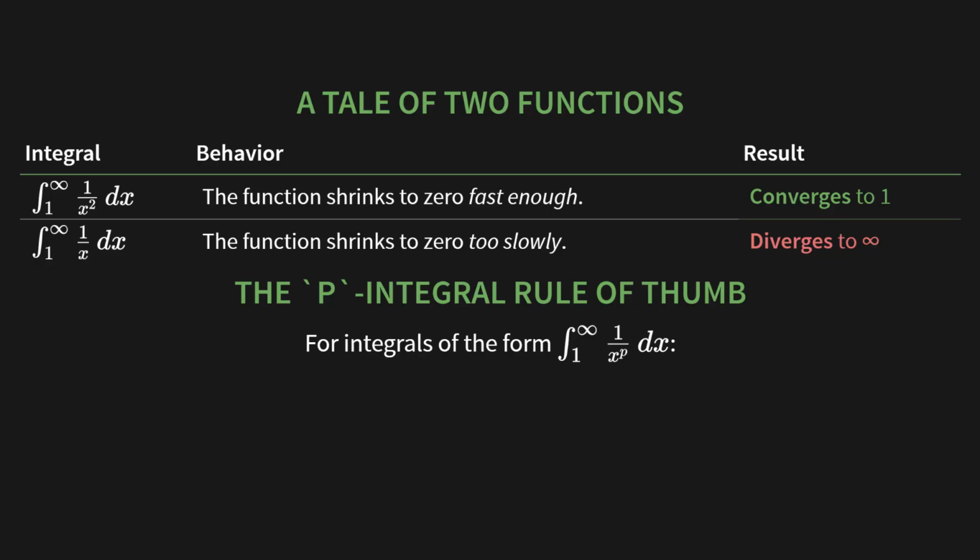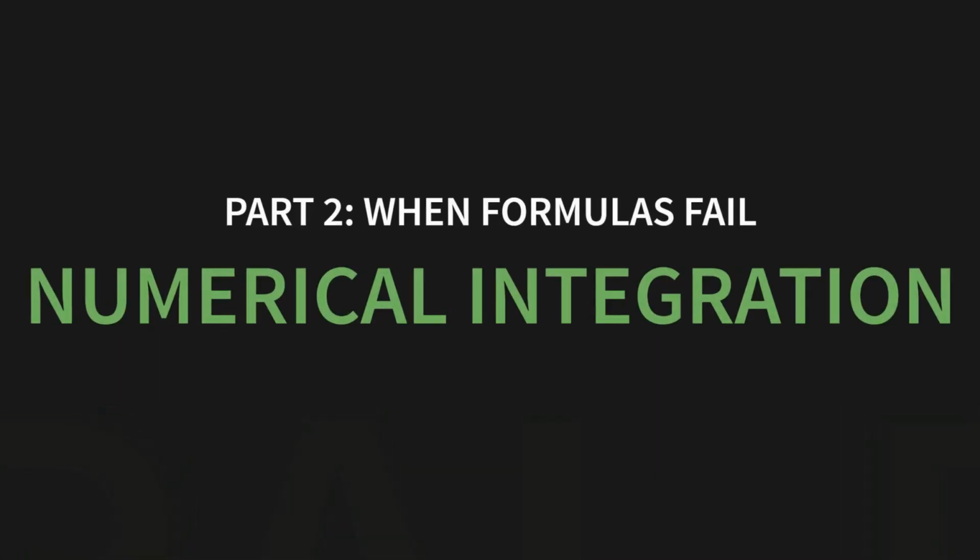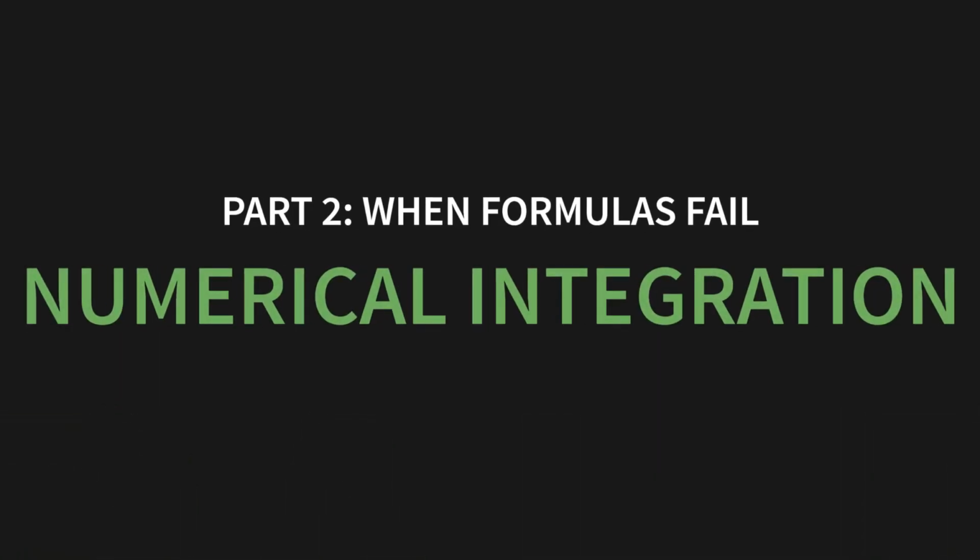For integrals that look like 1 over x to the p from 1 to infinity, the integral converges if p is greater than 1, and diverges if p is less than or equal to 1. A crucial shortcut. Part 2. When formulas fail. Numerical integration.